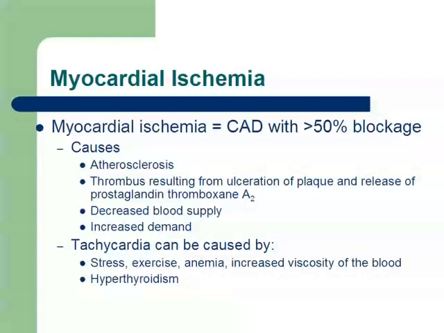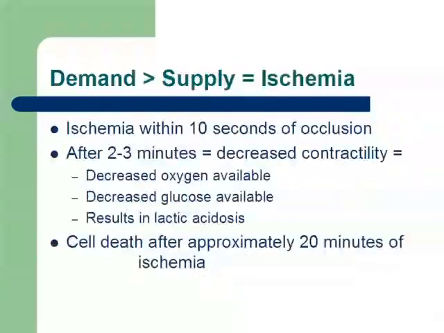If there's an increased demand, such as systolic hypertension, an increase in ventricular volume, increased thickness of that myocardial tissue, tachycardia, increased contractility, increased thickness or viscosity of the blood, anemia, hyperthyroidism or pregnancy, all have an increased demand for oxygen. And tachycardia can be caused by stress, exercise, anemia, increased viscosity of the blood, and hyperthyroidism. So anytime you have demand that's more than the supply, you have ischemia.